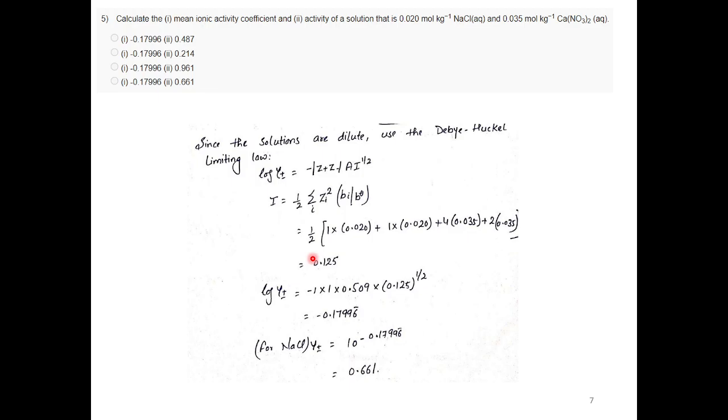Now coming to question 5, where you have to calculate the mean ionic activity coefficient of a solution that is 0.020 mole kg inverse. So this is mole per kg, right? So this is nothing but molal, right? Molal. So this is 0.020 and 0.035 mole per kg, and you need to find out the mean activity coefficient of the solution. This is extremely important, and people used to ask this question for CSIR and NET GATE also. Just think about it for some time.